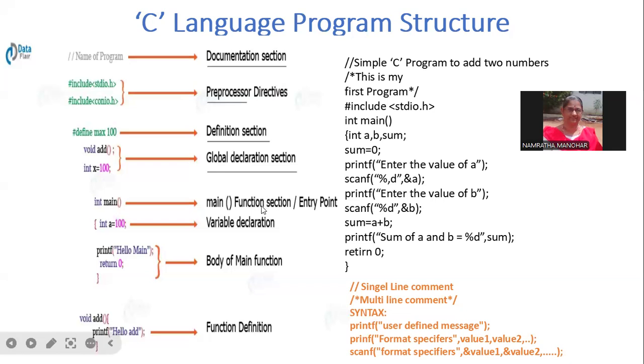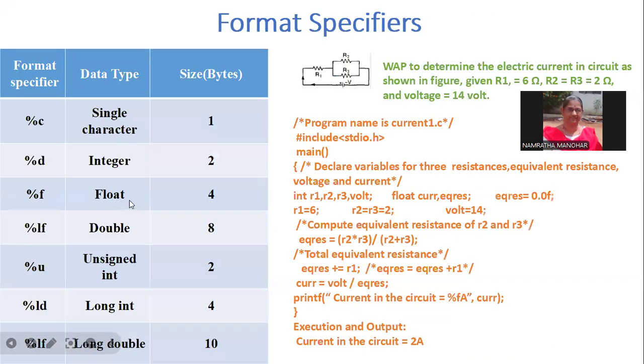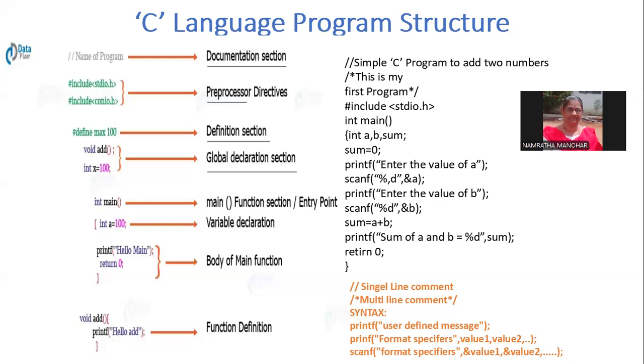Normally in competitive exams or quizzes also, they will ask you what is the entry point of the C programming language. Then you should say main. Main is the entry point. Now, main is a function, so main also can take some arguments within these open and close brackets, which we will see in subsequent episodes.